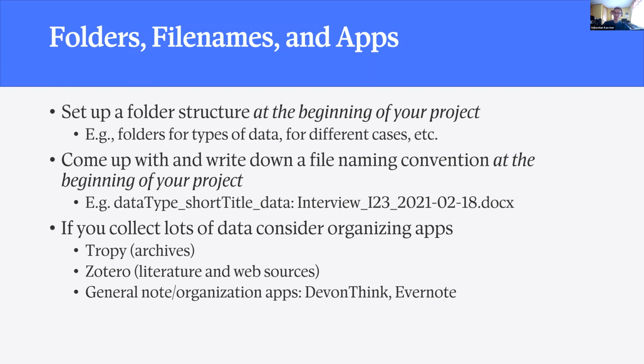Zotero is something that I use a lot. It's great for academic literature, but also for generic web sources. There are general note organization apps, DevonThink, Evernote. I meant to include here, if you do quantitative work, I would strongly recommend that you use a version control system, particularly GitHub. It makes managing code and data much easier, and easier to track down what you did and when.